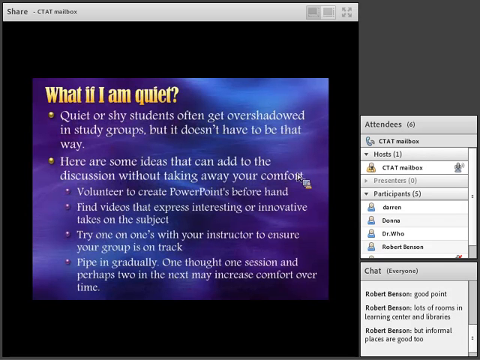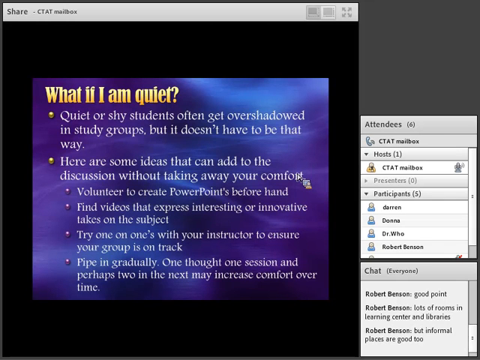And there's also hints for those people who, their teacher said, well, you have to be in a study group, but they're quiet or shy, and they don't feel like they can necessarily bring to the study group what everyone else does. So just some helpful tips for students like that. Volunteer to make PowerPoints beforehand. You can find videos that express really interesting things that you might not want to express in the group, but you might want to email out a couple links. You can go to your instructor and be kind of like the instructor liaison if you're not that comfortable talking to the group. And you can pipe in gradually, promise yourself I'm going to speak once during each session. And then maybe once you get comfortable, you'll speak more and more and more.